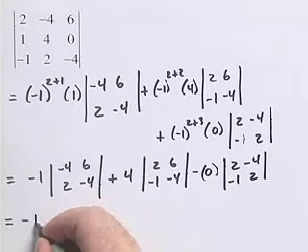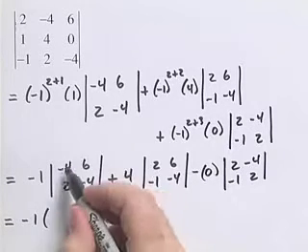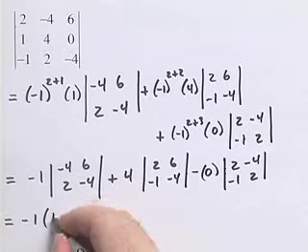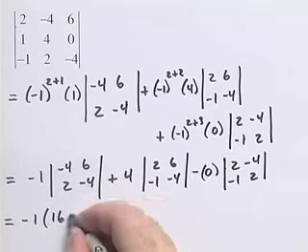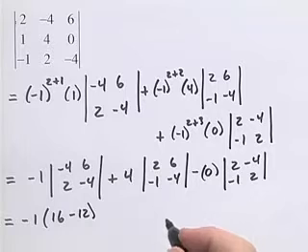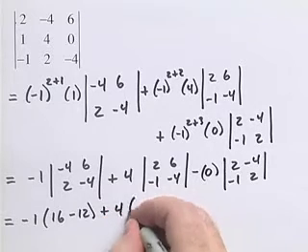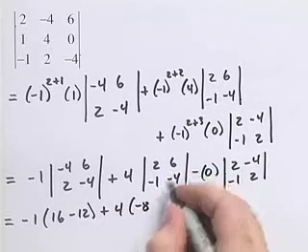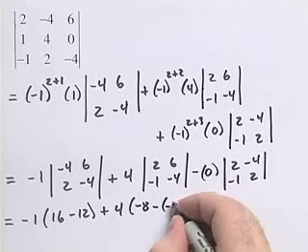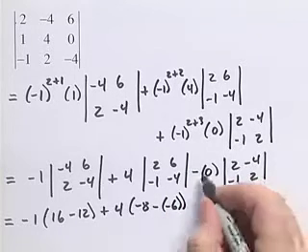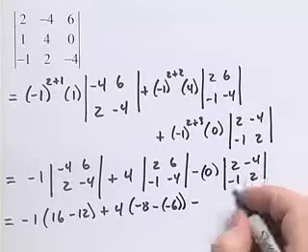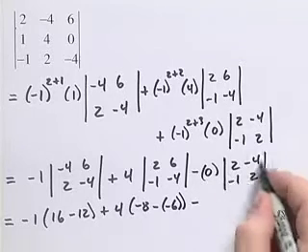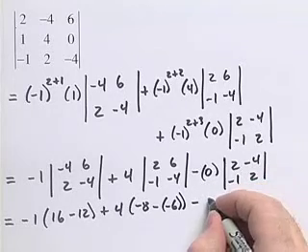So here we'll have negative 1 times. Now when we do this determinant, negative 4 times negative 4 is 16. 2 times 6 is 12, so we'll have 16 minus 12. Plus 4 times, we'll get negative 8 minus negative 6. And since this is 0 times that determinant, we really don't need to evaluate that determinant because it's going to end up being 0 anyway.